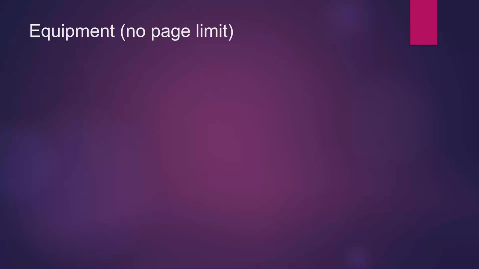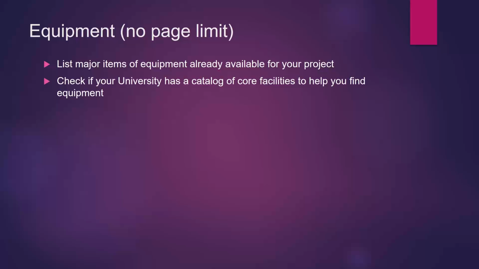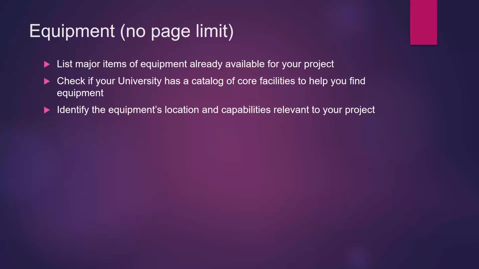Next up, equipment. There's no page limit, but this shouldn't take more than a page or two. You're going to list the major items of equipment already available for your project. So check if your university has a catalog of core facilities to help you find equipment. Identify the equipment's location and capabilities relevant to your project.